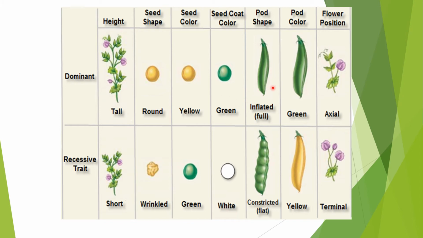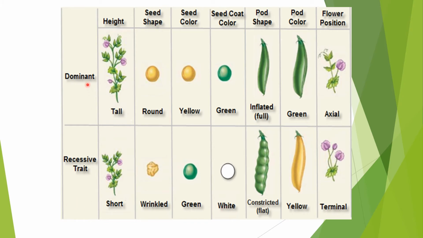For pod shape, inflated pods is the dominant trait. For pod color, green color is the dominant trait. For flower position, axial position is the dominant trait. Correspondingly, shortness, wrinkled seed shape, green seed color, white seed coat color, constricted pod shape, yellow pod color, and terminal flowers were the recessive trait.